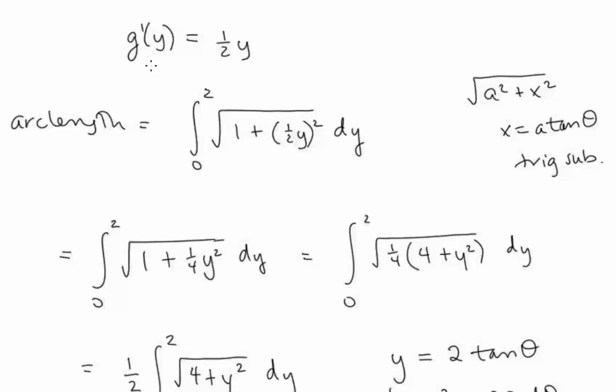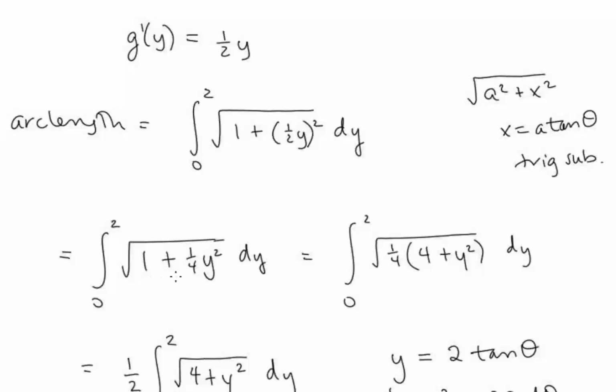For the arc length formula, we know we need g prime of y, so that's going to be 1/4 times 2y, or 1/2 y. And so that goes here. And so let's simplify what's under the radical and then continue. So we're going to have 1 plus 1/4 y squared under the radical. Now we're not going to be able to use a regular u substitution here, but we'd like to be able to use a trig substitution.